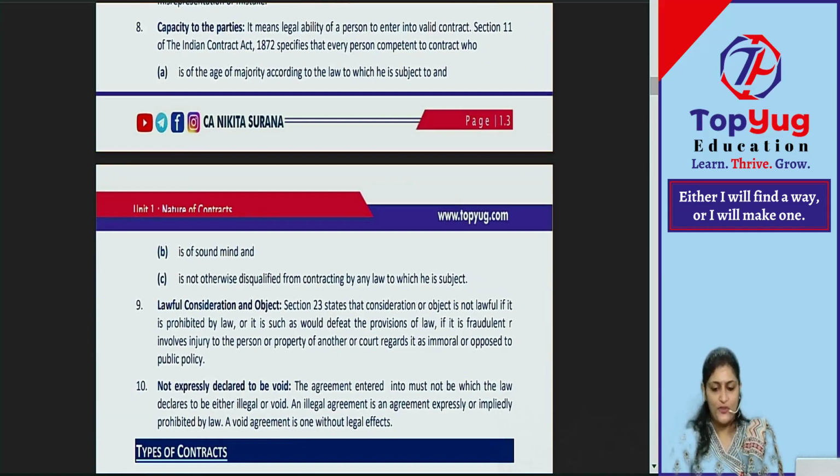Lawful consideration and object and not expressly declared void. Clear with this? So these are the essential elements to be present in an agreement for it to become a contract. If these are present in the agreement, then only the agreement is considered to be enforceable by law. So "enforceable by law" should be read along with these 10. When these 10 things are present, it is enforceable by law. If any one thing is missing, it is not enforceable. Clear? Yes or no? Okay.